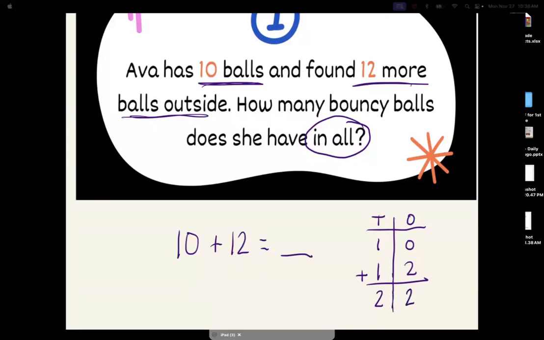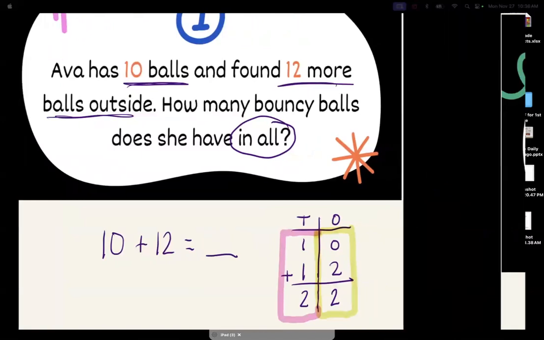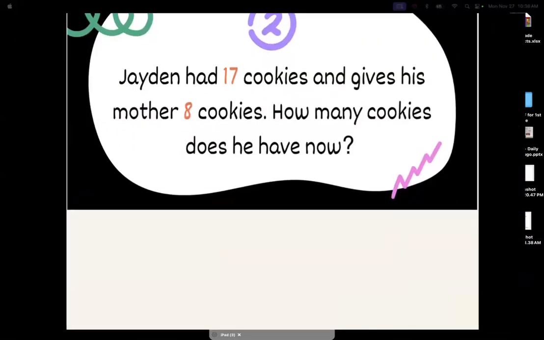Good job. Again, if you look in the ones spot, remember we start in the ones: 0 plus 2 is 2. And then if we go to the next spot over, and we look in the tens, 1 plus 1 equals 2, so 22. Good job. Nicely done, Mayrin. Good job, Athena. Okay, here we go.